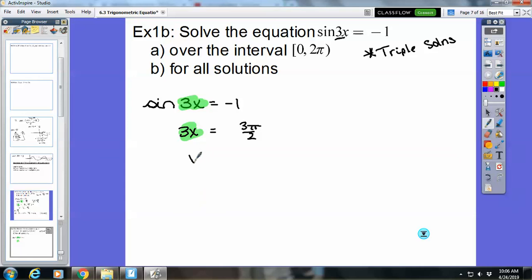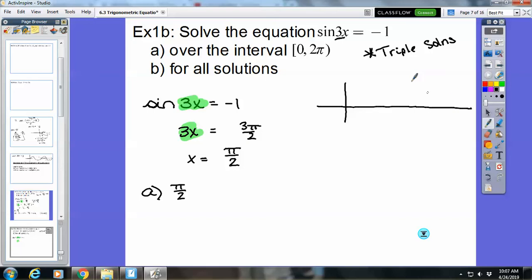So to solve for x, what would we do? Divide by 3. So 3 over 2 divided by 3 would be 1/2. So pi over 2. Now we need to answer our questions. Part A. On the interval 0 to 2 pi. Pi over 2 definitely falls in that interval.